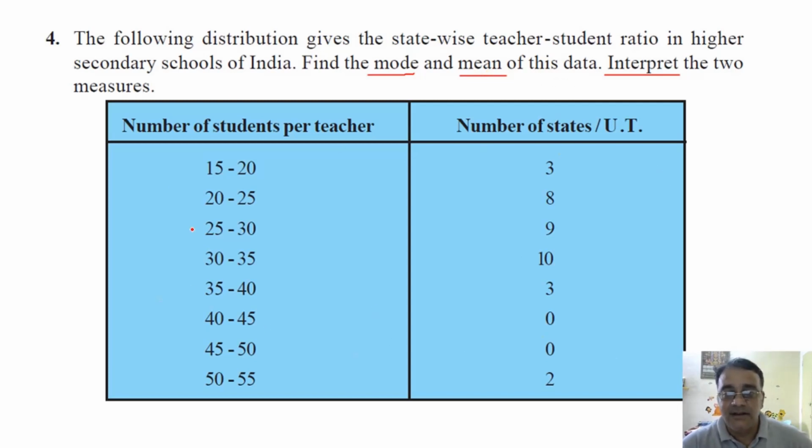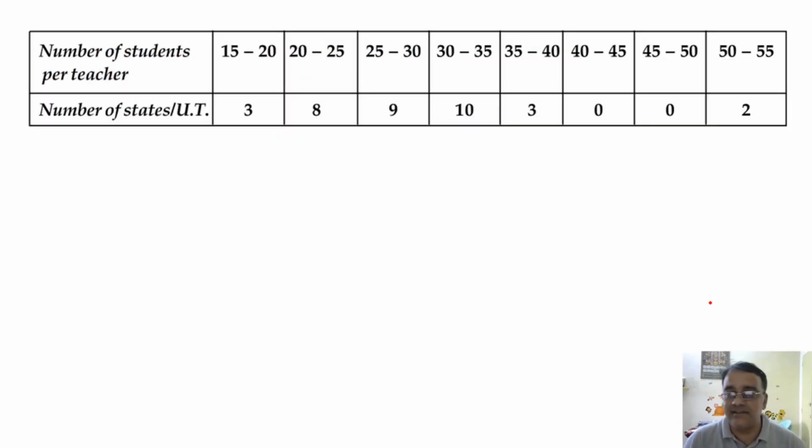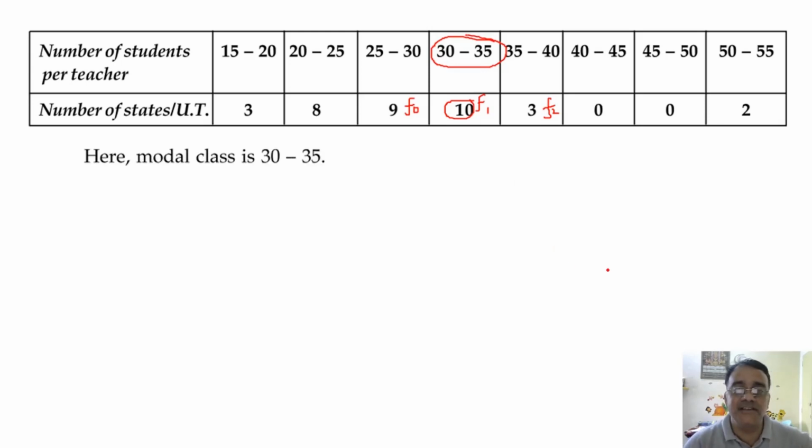So again, in the next slide, I will not be able to see this table, so I have to draw the rough table. So this is my rough table, and which is the highest frequency here? 10. So this will be F1, and before F1 is F0, after F1 is F2. The class with the highest frequency is the modal class, 30 to 35. So we'll start from that only. Modal class is 30 to 35. Why? Because its frequency is maximum.